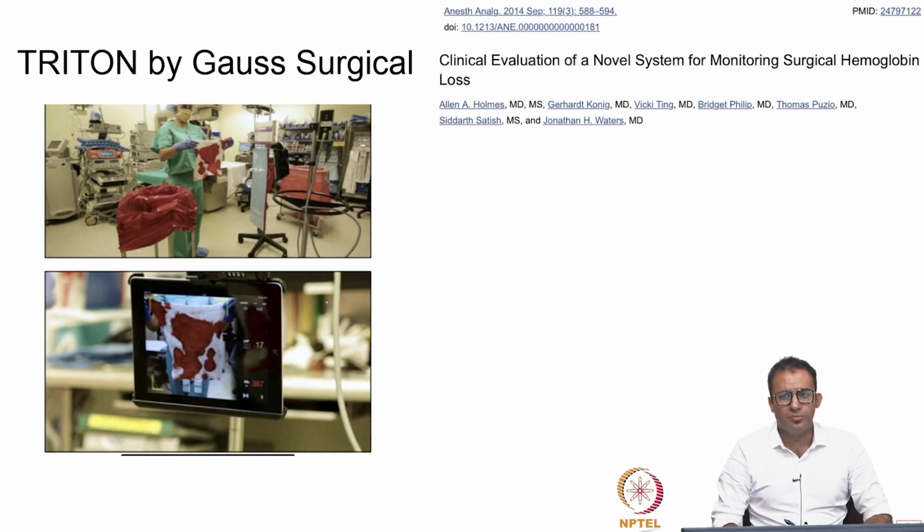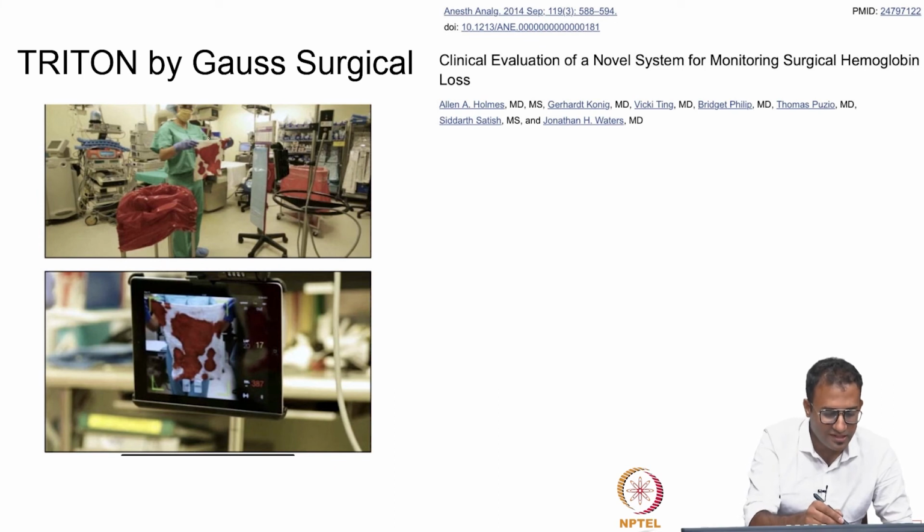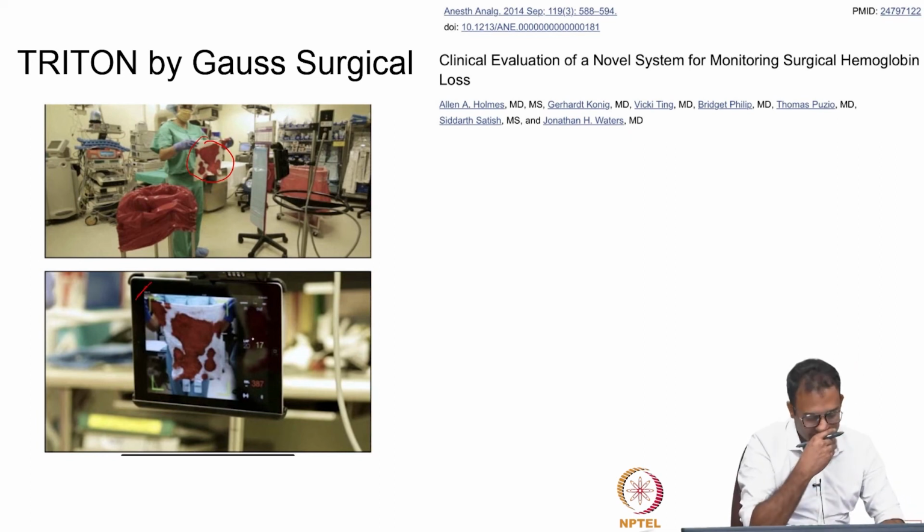Gauss Surgical uses a very simple technique. It uses techniques of computer vision and deep learning to analyze the sponges which are coming out. As you can see in this particular image, these are the surgical sponges which the operating nurse is holding. So she is holding it in front of an iPad. This particular device is an iPad 2. They use an iPad, and they also won the Apple Design Award in 2018.